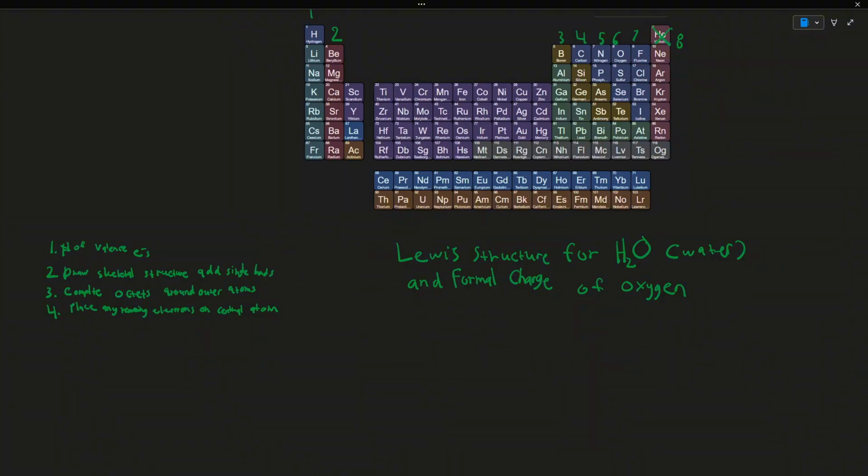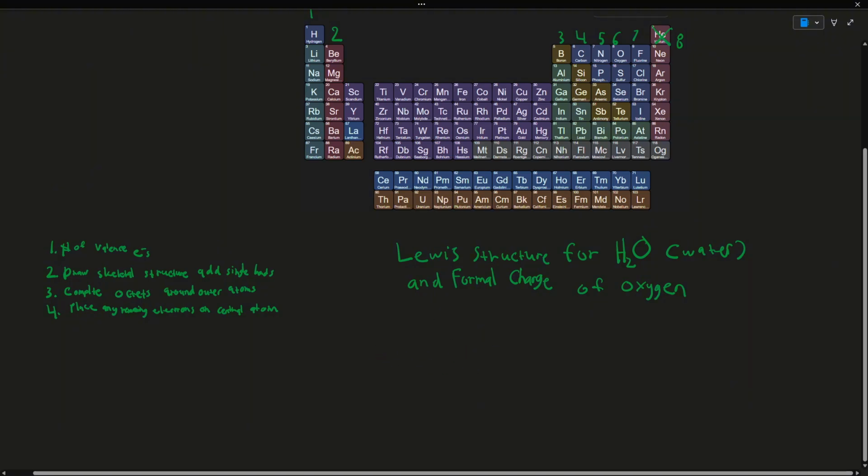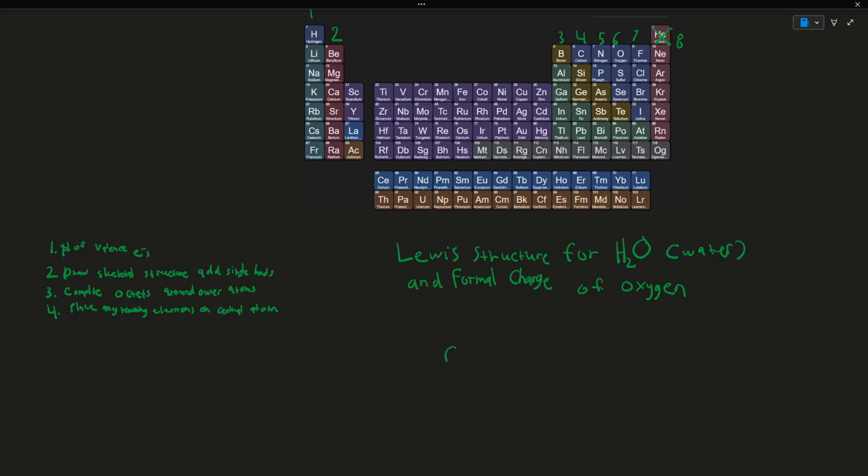So with H2O, you have 2 hydrogens and 1 oxygen. So for the 2 hydrogens in total, that's 2 valence electrons, and for oxygen, 6. So the total number of valence electrons is 8. So with that in mind, we have the oxygen. Draw the single bonds to the hydrogens. And here we have 2 and 4. We have 4 electrons left. We're going to go ahead and place those on oxygen. So in total, we have 8.